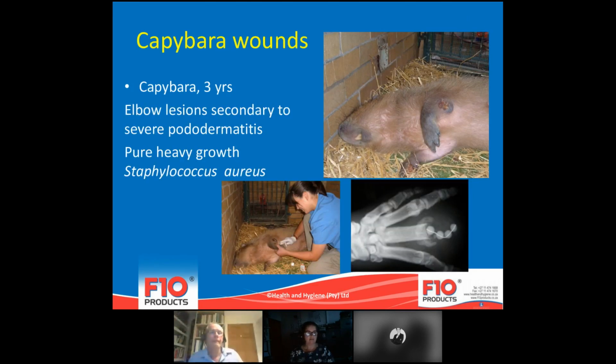This was another capybara. You can see here it had some quite nasty elbow lesions, and these were actually secondary to quite severe pododermatitis. Again, we were lucky in that it was very amenable to being treated. So this is a veterinary student just putting some F10 ointment on the elbows. We cultured staph from those, but ultimately we had to sort out the foot problem, and this was quite challenging. We ended up having to amputate the end of one digit and put some gentamicin beads in because there was an osteomyelitis there.